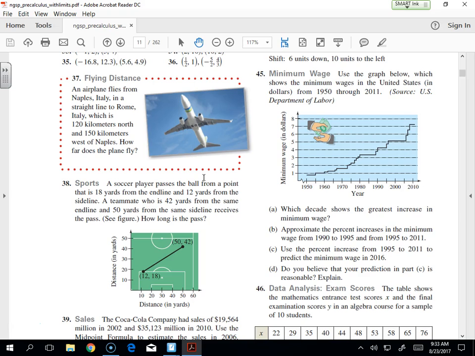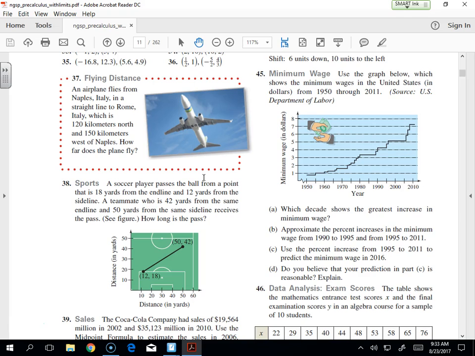For this paragraph, how could you shorten it? U.S. minimum wage 1950 through 2011, sorry. Okay, what would you do for letter A? Greatest increase, colon, right? Now you could say which decade, I would say when, right? Identifying time, looking at the X.